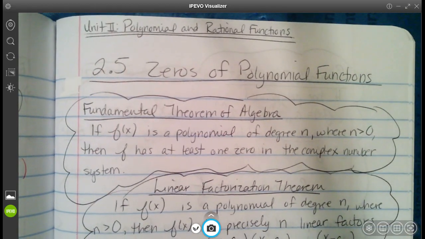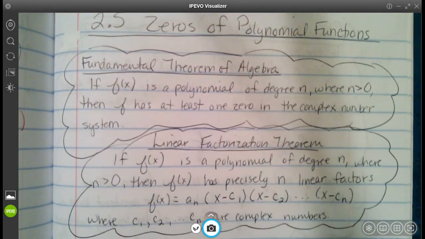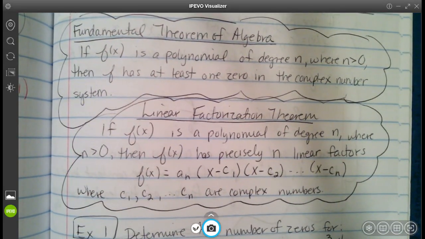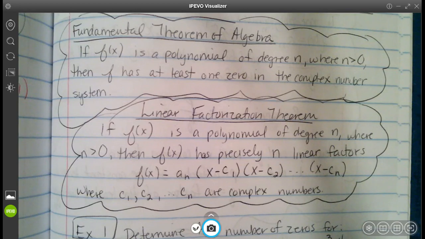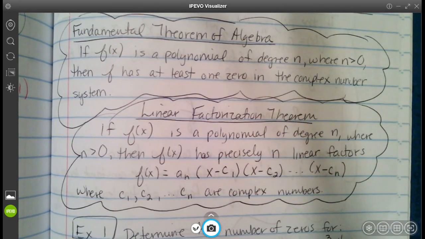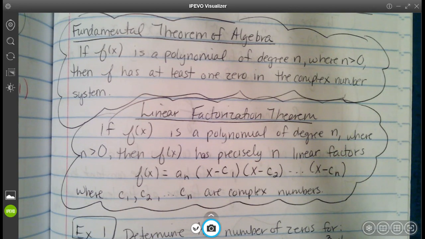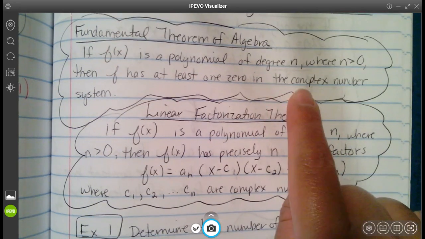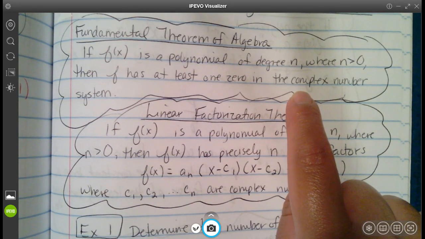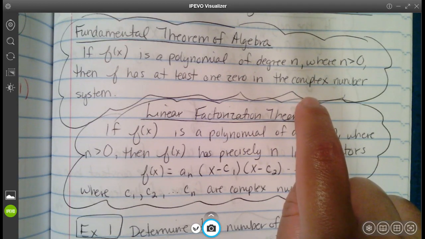We have the fundamental theorem of algebra, which is kind of a big deal, okay? It states that if f of x is a polynomial of degree n, where n is positive, then f has at least one zero in the complex number system. Remember that the complex number system is made up of real numbers and imaginary numbers. So if that zero is just real, it's still considered a complex number, okay?